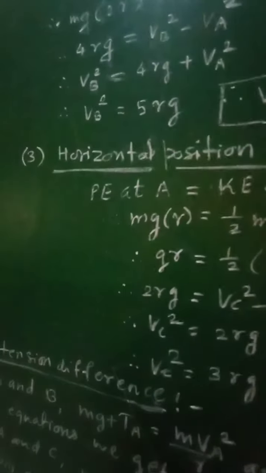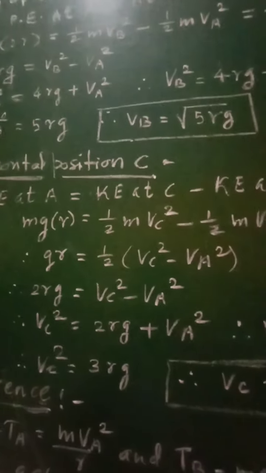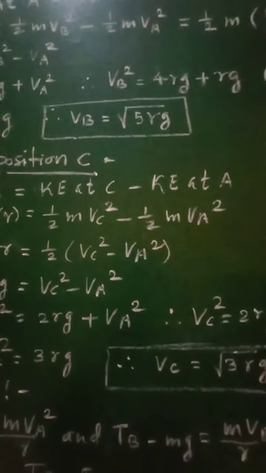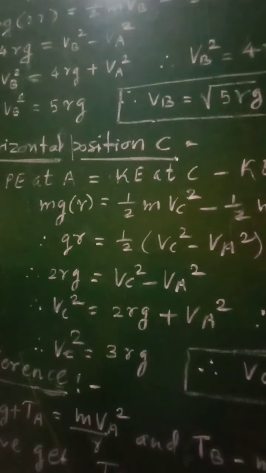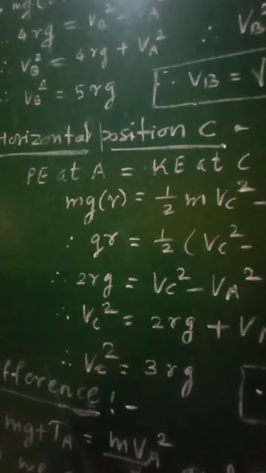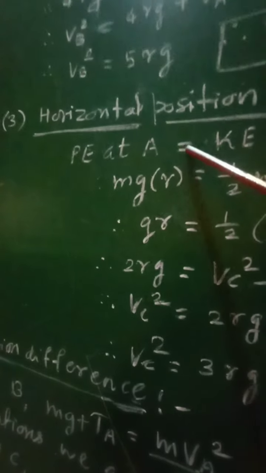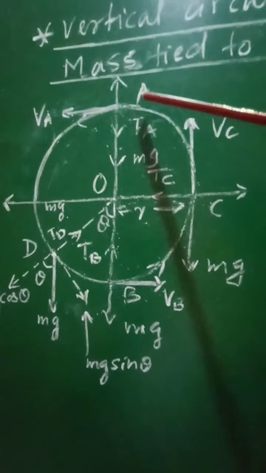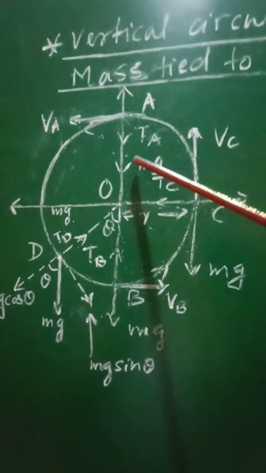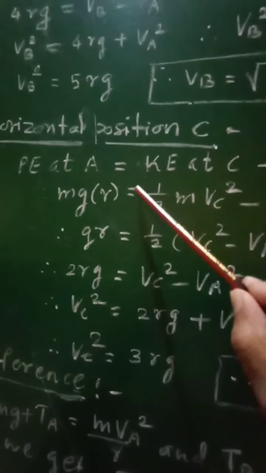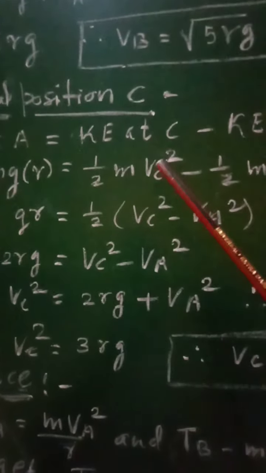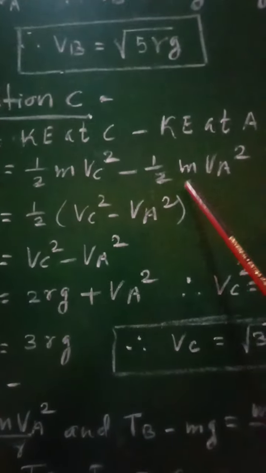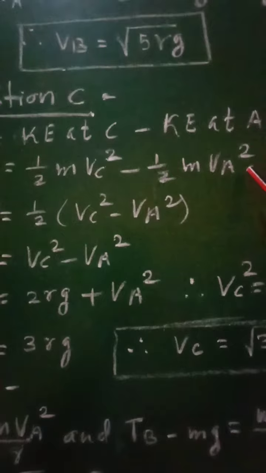By using the law of conservation of energy, we can write the potential energy at point A equal to the kinetic energy at C minus the kinetic energy at A, as per the second case. The potential energy at A will be equal to mgh, but here the distance between points A and C is r, and therefore h equals r. Hence the potential energy is mgr. That will be equal to half m Vc square, the kinetic energy at point C, minus half m Va square, the kinetic energy at point A.